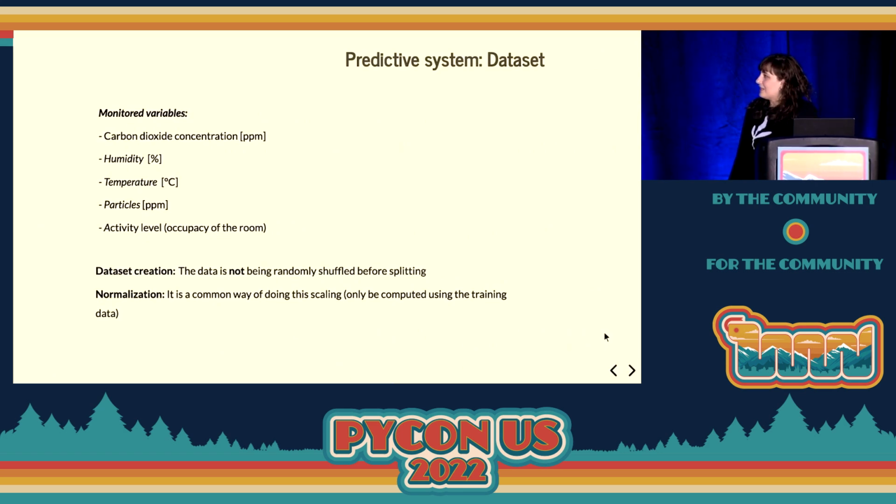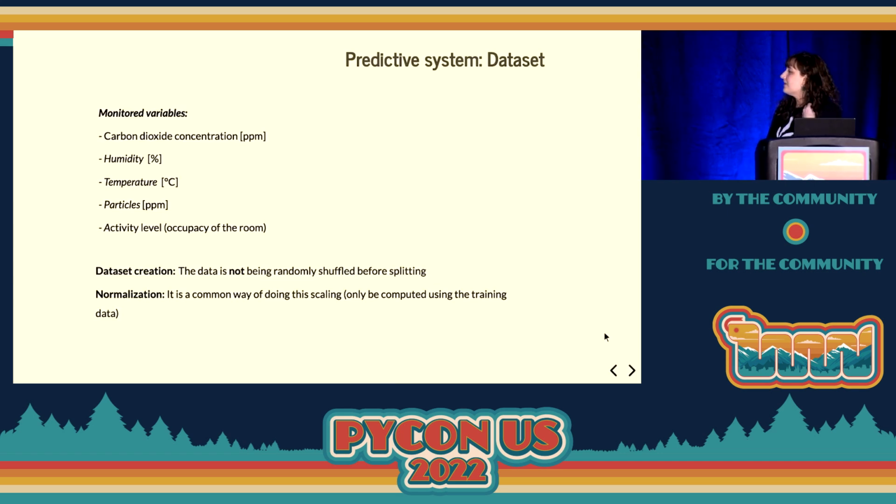Then I create the data set. Well, before creating the data set, I monitored different variables: the CO2, the humidity, the temperature, the particles, and also the activity level. Because of course, if you are not at home, then you decrease the levels of CO2. And if you include that in your model, the prediction will not be really accurate, because if you are not at home, you don't produce CO2. These kinds of things.